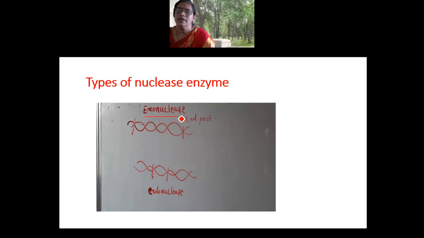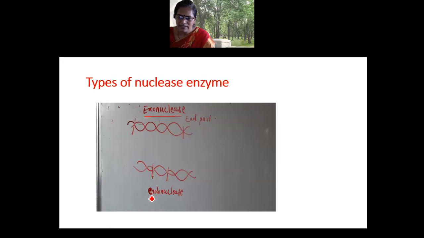Exonuclease enzyme means, suppose this is the DNA, and it cuts the end part of the DNA. This is the end part, and here the other end part is present. Whatever DNA we choose, when the end part of the DNA is cut by the enzyme, it is called the exonuclease enzyme.